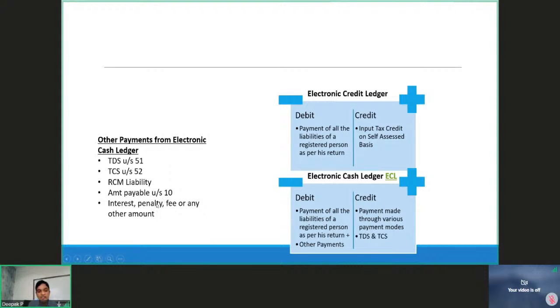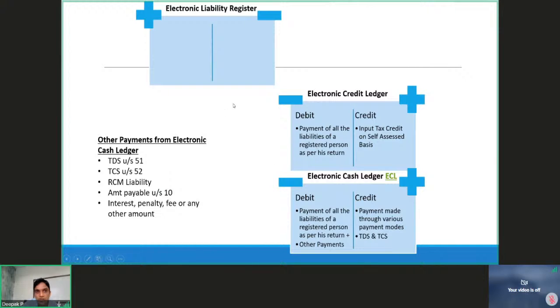Then any interest, penalty, fees or any other amount is what you will pay from your electronic cash ledger. This is what I meant by other payments. Once these two ledgers are ready, sir, then the debit. Where does this debit go? This debit goes to the electronic liability register.